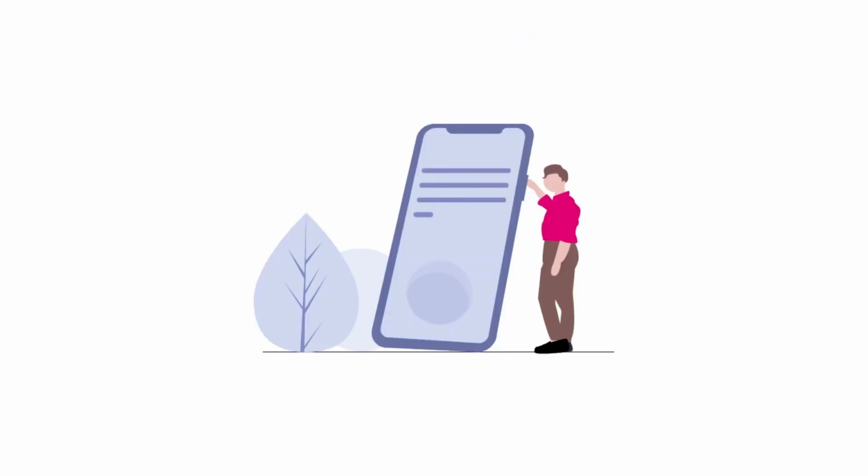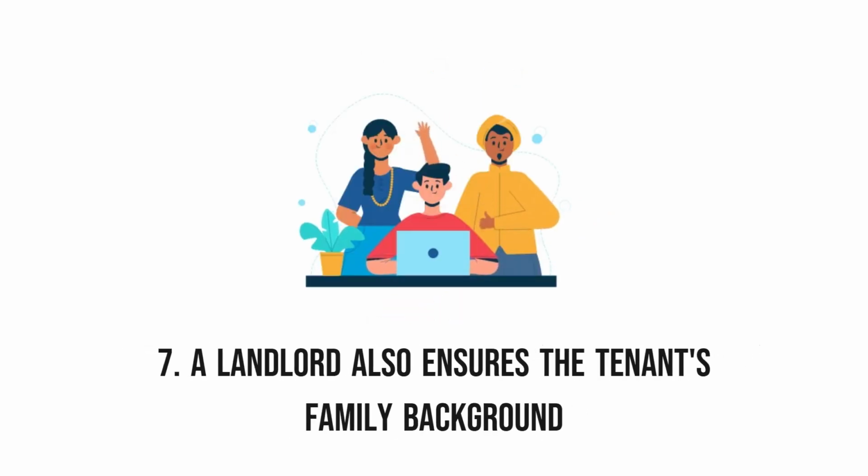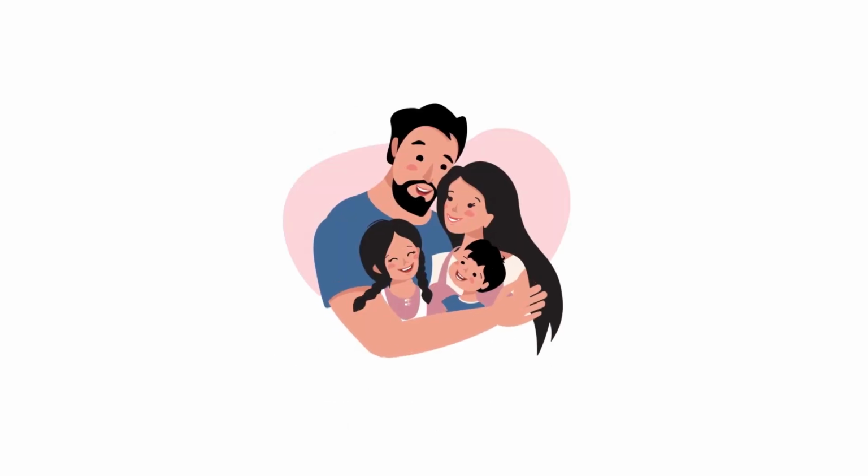A landlord should also check the rent paying capacity of the tenant. It means that the tenant is capable of paying or not. A landlord also ensures the tenant's family background, which means tenant type. For example, the tenant has a family or is a bachelor.